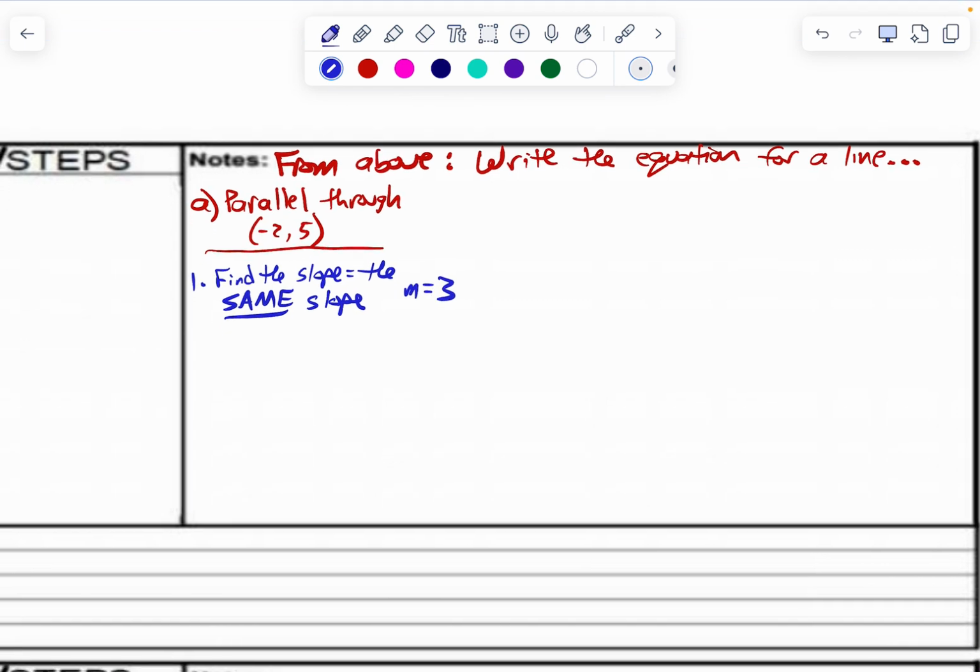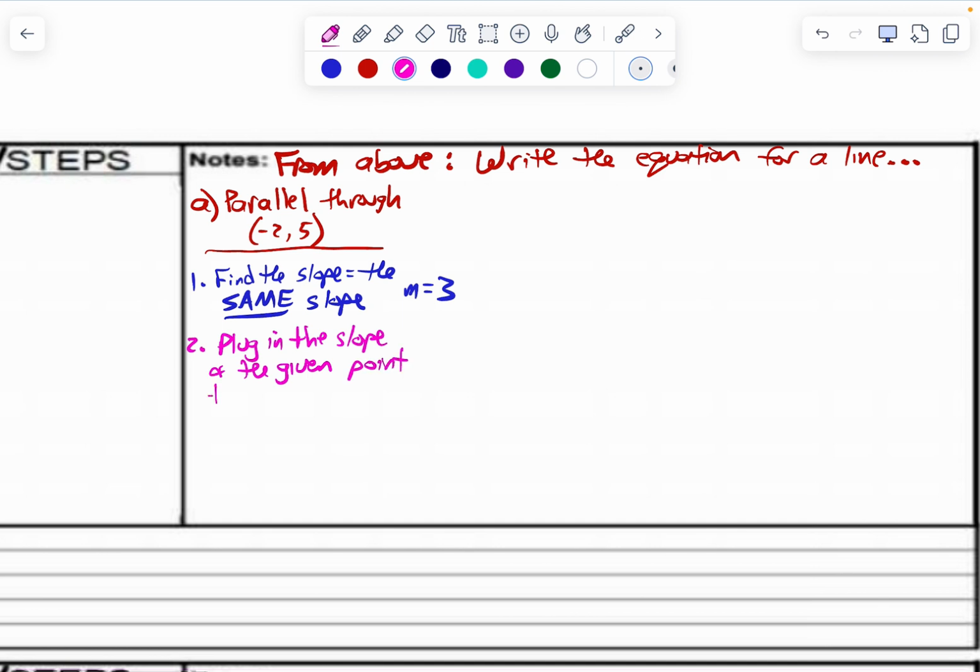We figured out 3 before, that's why I said continue this example. So m equals 3. Step 2, plug in the slope and the given point.